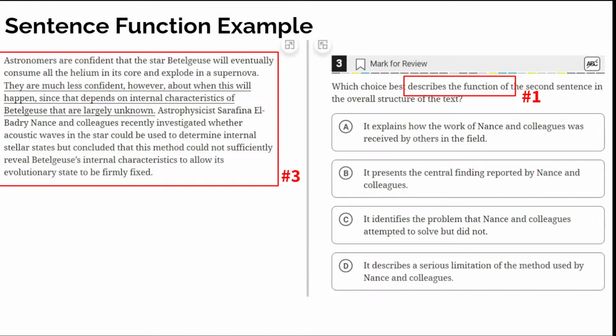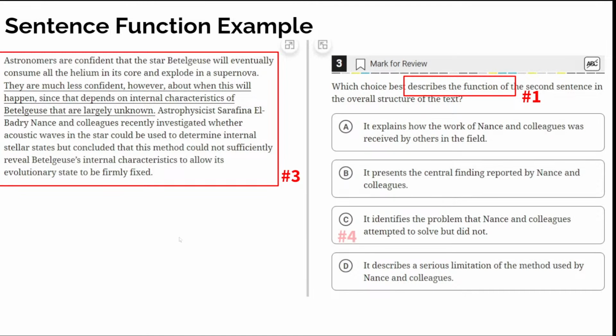So, explains the work of others received by others? No, there's no others involved. Presents the central finding? No, because it presents something they're trying to find, which is how I can tell you right away it's C. It identifies the problem. The problem is, when will this happen? And that's what we're trying to solve.